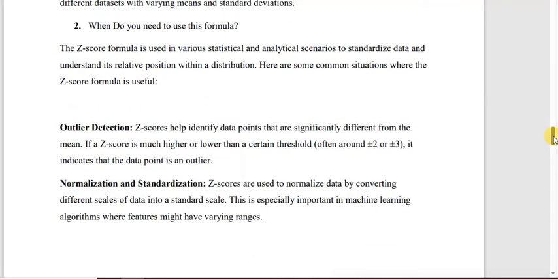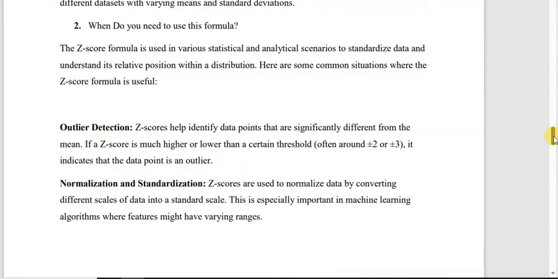So why do we need this formula? Working with the empirical rule is sometimes inappropriate when you find that your data point does not lie on any of the 3 standard deviations. So the use of z-score comes in very handy. It helps us to standardize the data and understand its relative position within the distribution.